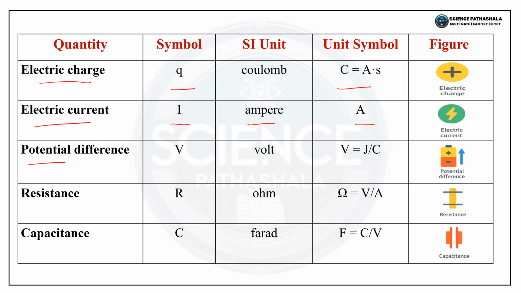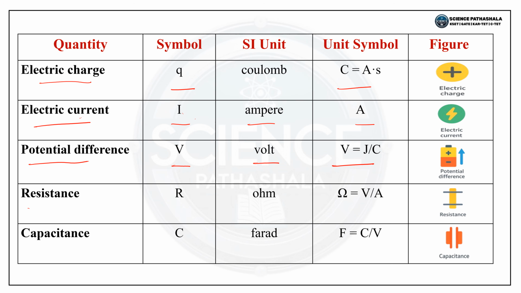So the next is potential difference. It is the work done in moving a unit positive charge from one point to another in an electric field. That is represented by capital V. The SI unit for potential difference is volt. The unit symbol is: 1 volt equals 1 joule per coulomb. That is, potential difference is measured in volts. It means 1 joule of energy per coulomb of charge.